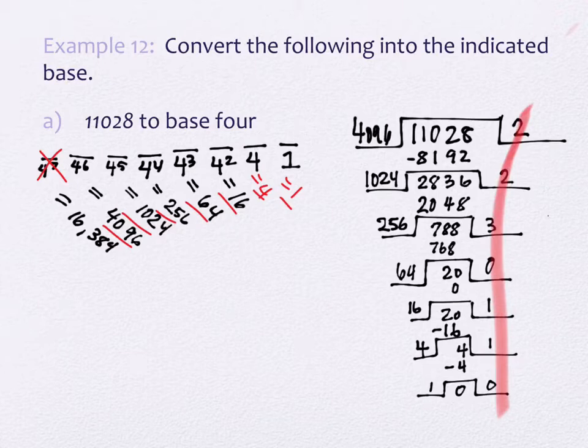From the top down, we're just going to write them. I have 2, 2, 3, 0, 1, 1, 0. And I'm in base 4, so I'll put a subscript 4.